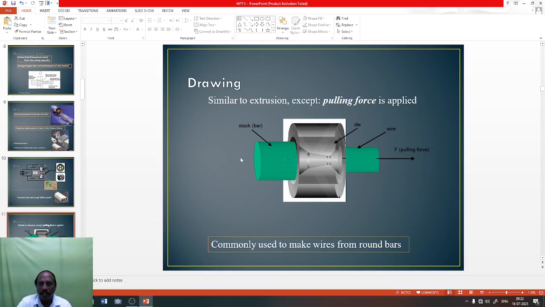Okay, there is a stock bar, and there is one die. The stock bar, you are pulling with force, commonly used to make wires from round bars. So wire from round bars you are making here. When we pass the stock bar into the die, inside the die you will get the shape of the wire. Due to the opposing force that pulls, you make the common wires. So these are very, very important.